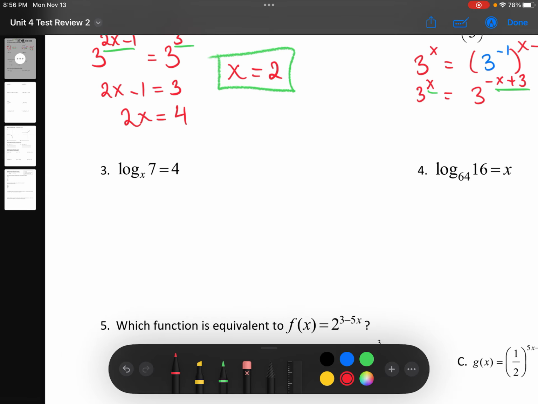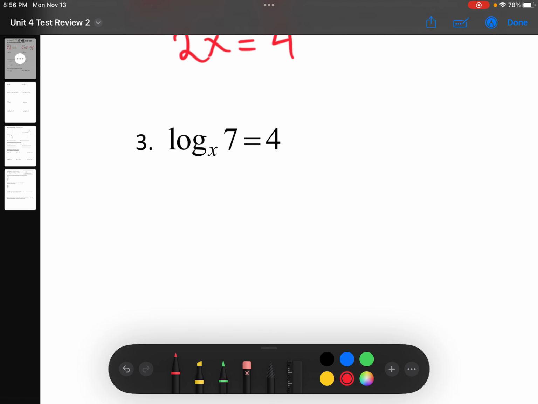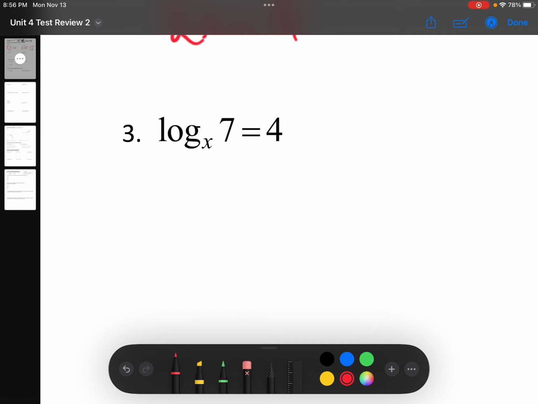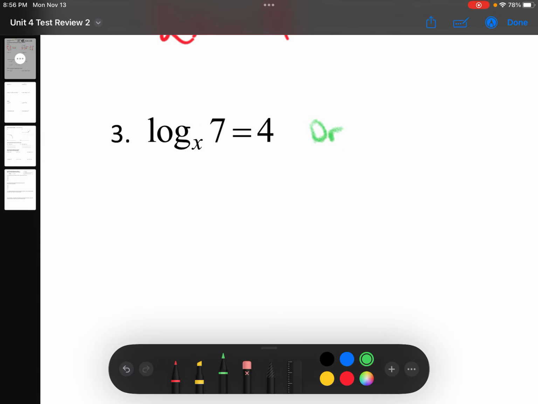So let's look at 3. Our variable here in 3 is the base of the log. Excuse me, to undo that, we'll drop and cross. So we'll have x, drop the base, to the power 4, equaling 7.